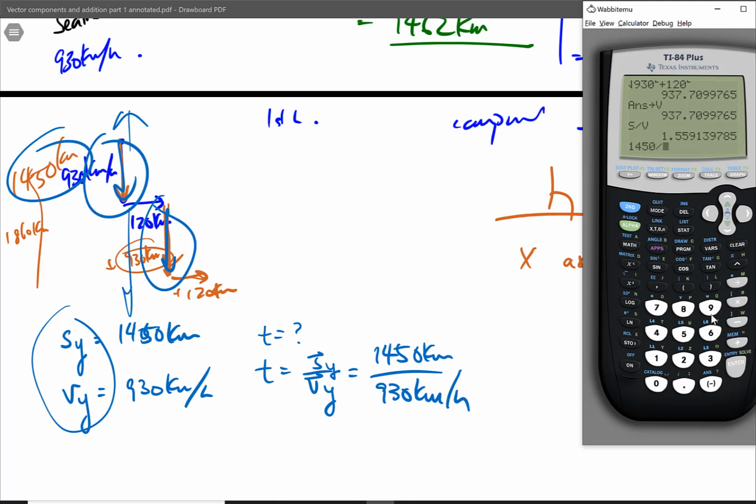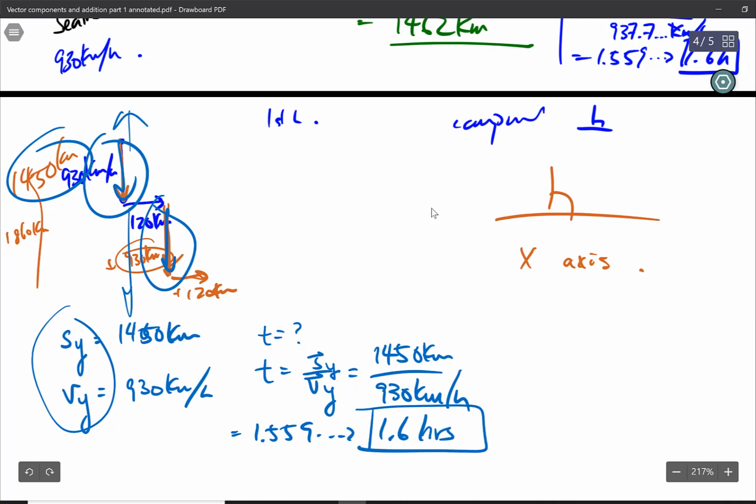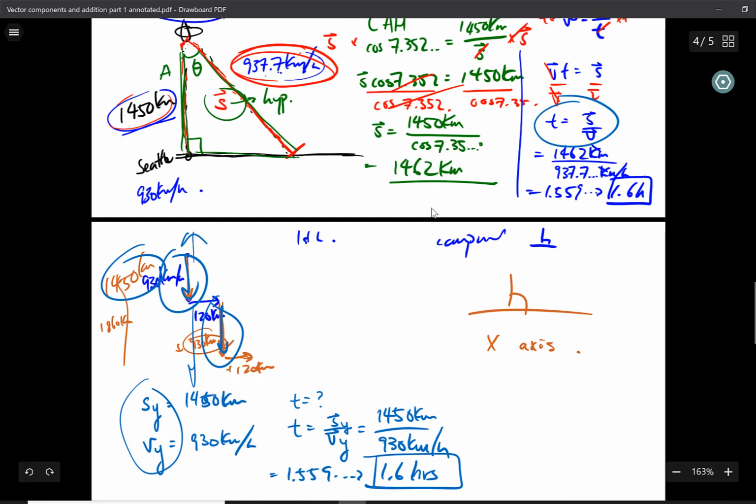1450 divided by 930, 1.559, bam. 1.559 rounded up to 1.6, not kilometers, this is hours. Okay, so this is interesting because you're now thinking, hey, the time it takes my plane to fly from A to B is 1.6 hours.